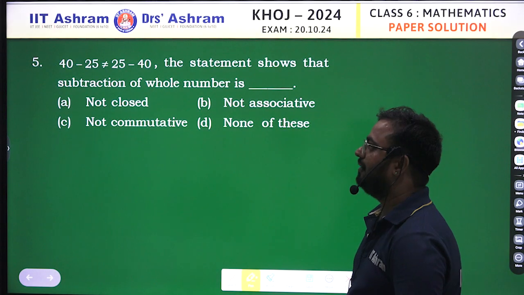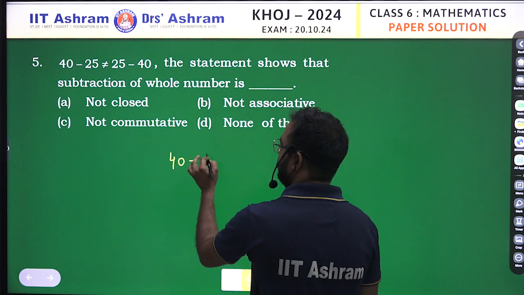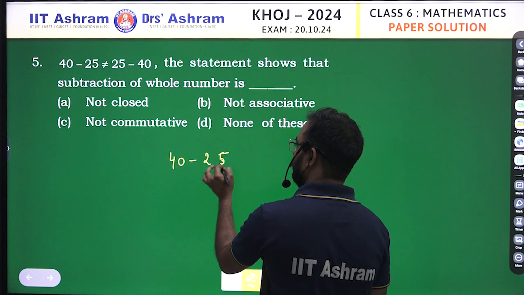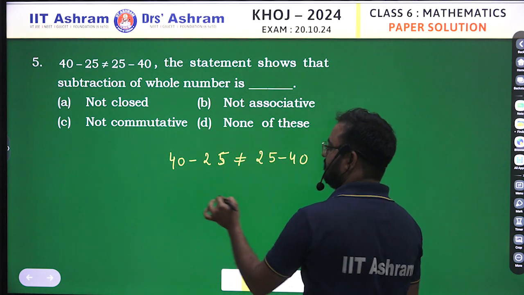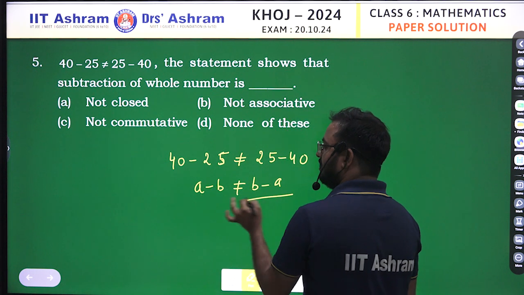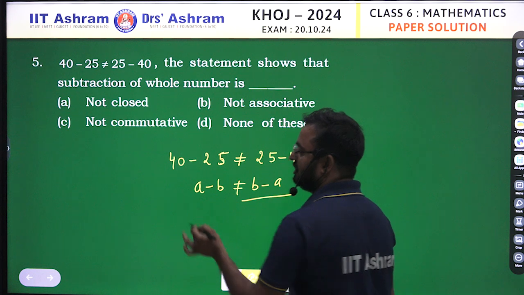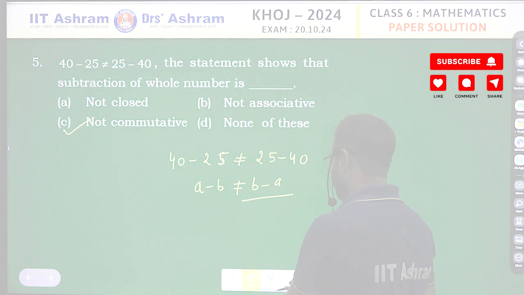Next question number 5th. 40 minus 25 is not equal to 25 minus 40. It means A minus B is not equal to B minus A. This is not a commutative property. So this is called not commutative. Option number C is the right answer.